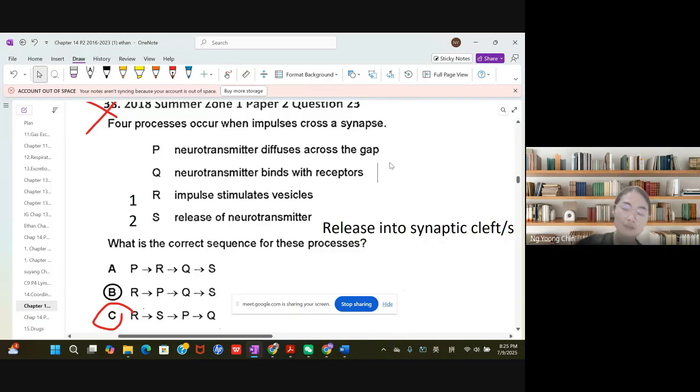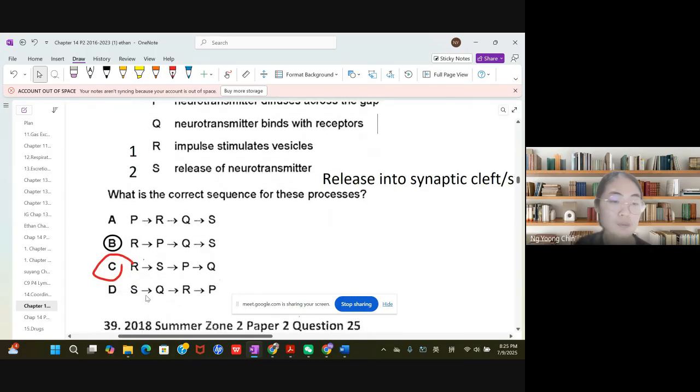Okay, another thing I want to ask you is, when the neurotransmitter is traveling through the synaptic cleft, which is a space between these two neurons, by what kind of method does it travel? Simple diffusion, active transport, or osmosis? Tell me, which method?